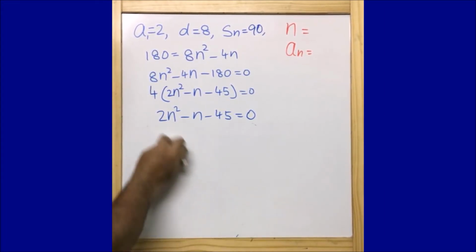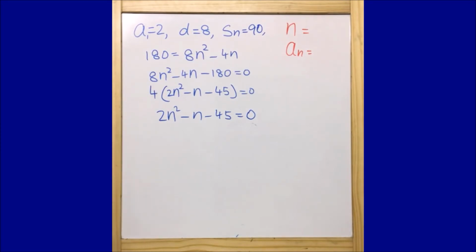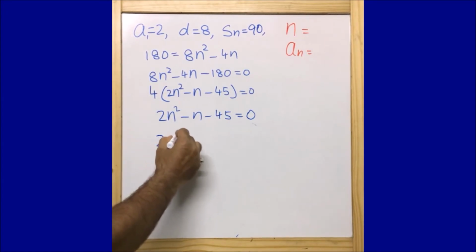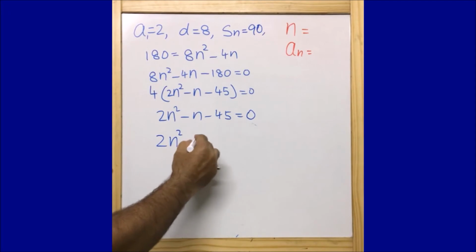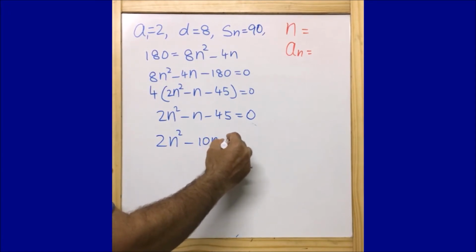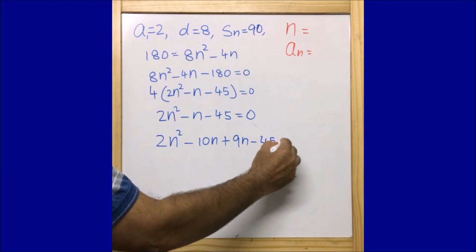Okay, now here it is 2n square and here it is minus n. So we are going to write this equation as 2n square minus 10n plus 9n minus 45 is equal to 0.